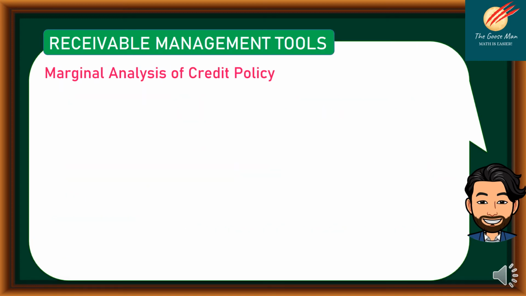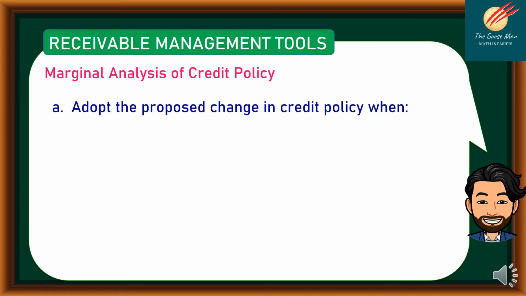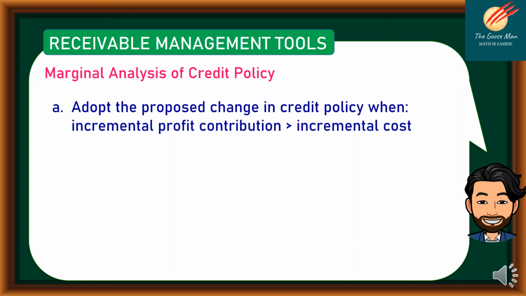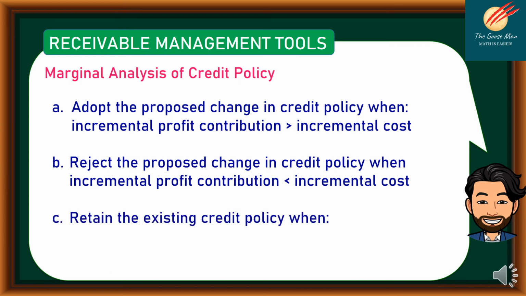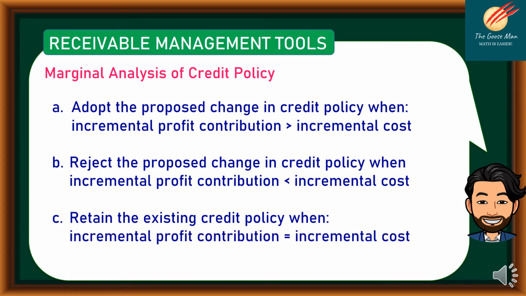So let's have what we call the marginal analysis on credit policy. We have the following. Adopt the proposed change in credit policy when incremental profit contribution is greater than incremental costs. Reject the proposed change in credit policy when incremental profit contribution is less than incremental costs. And letter C is retain the existing policy when incremental profit contribution is equal to incremental cost.